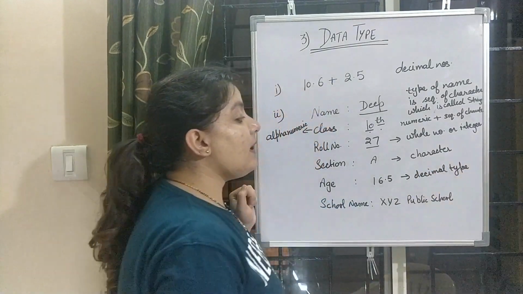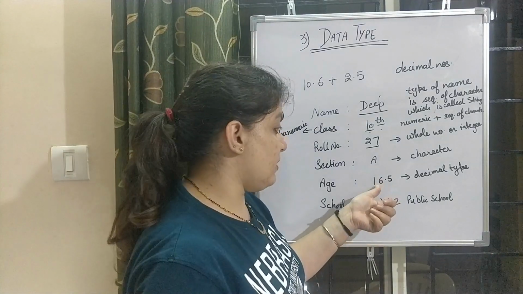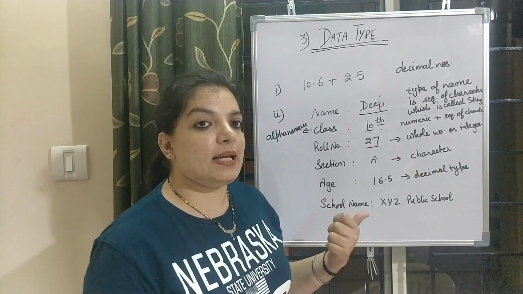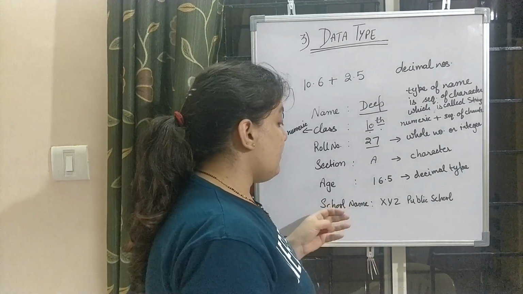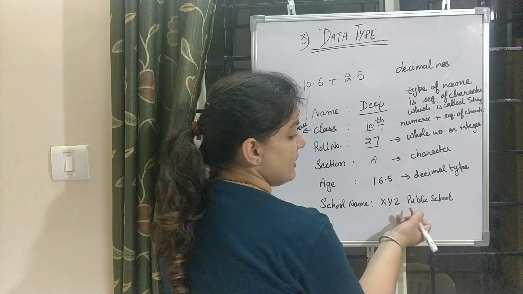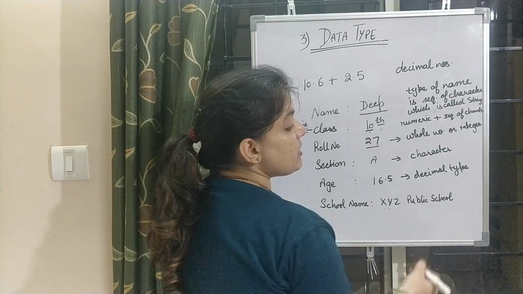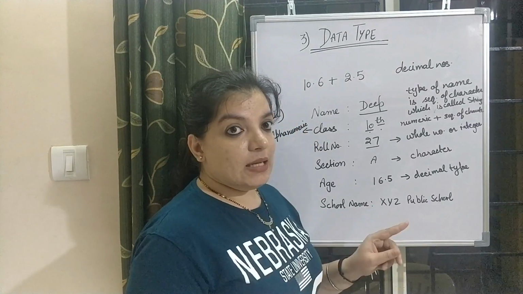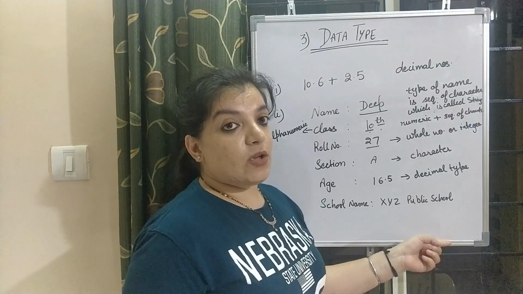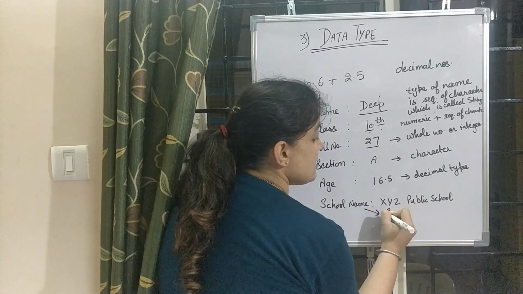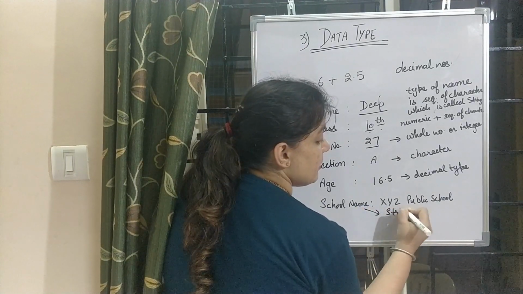Or it may be an integer also, because if the age is only 16, the age data type can be integer as well as decimal type. Now the school name. Here I have written XYZ Public School. So how many characters are in this? It is not only a single character, it is a sequence of characters. So the data type of school name is string data type.